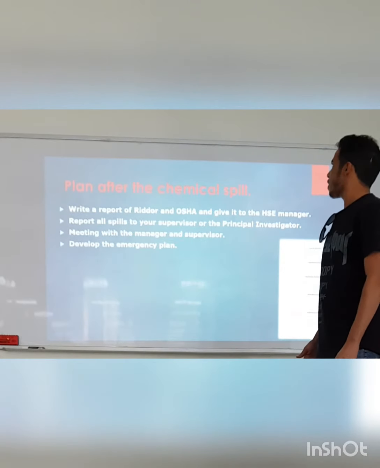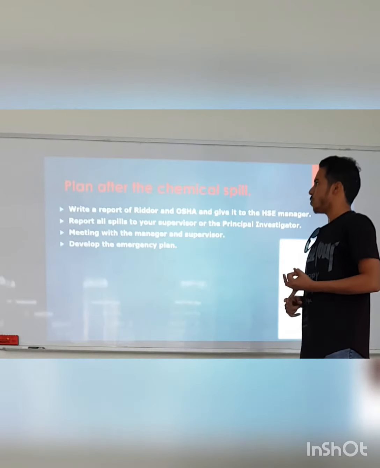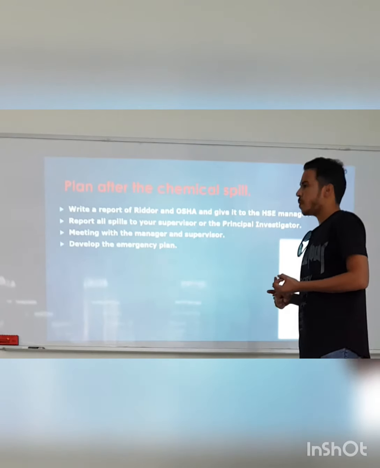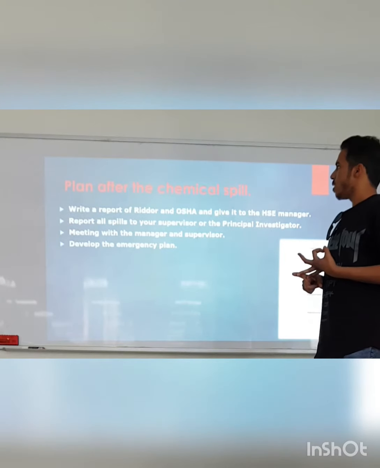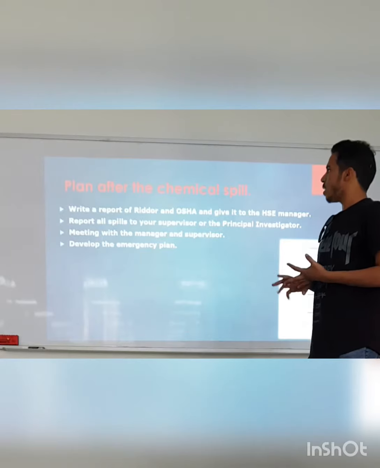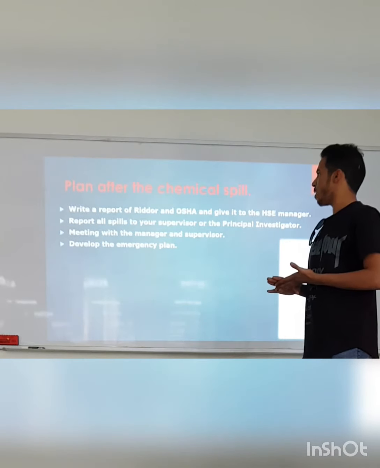The plan after the chemical spill. First one, write a report for OSHA and give it to the HSE manager. Second one, report all spills to your supervisor or principal investigator. Third one, meeting with the manager and supervisor. Fourth one, develop the emergency plans.